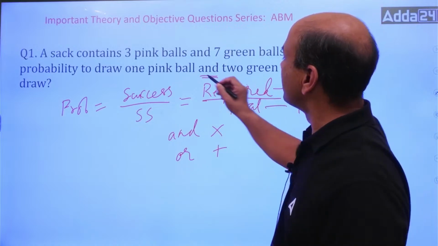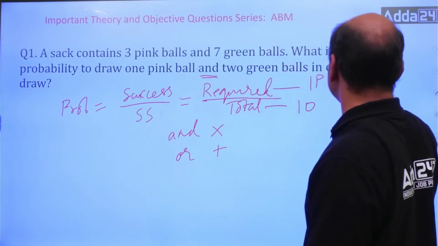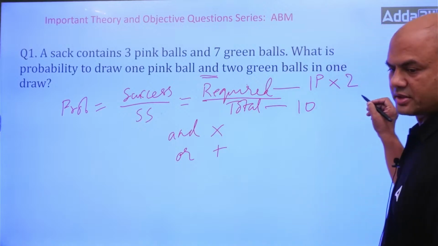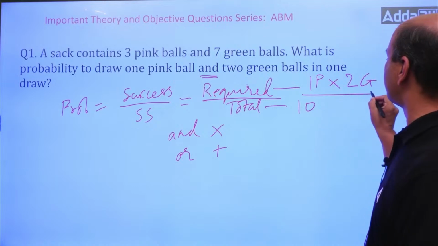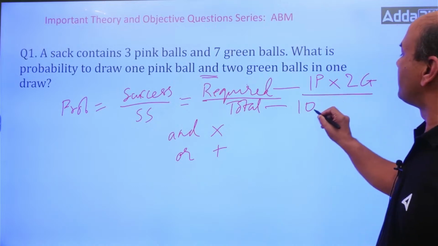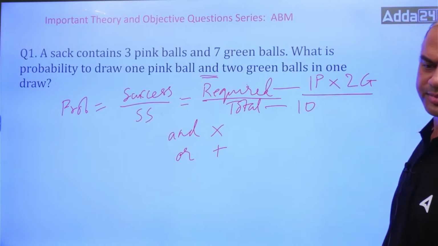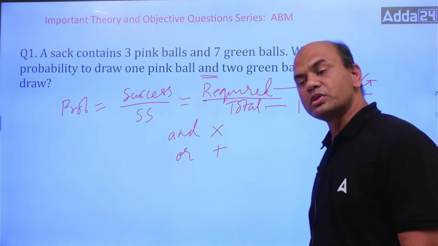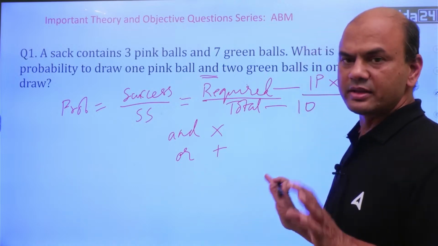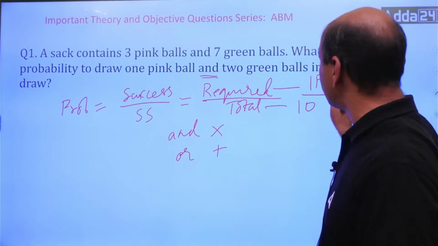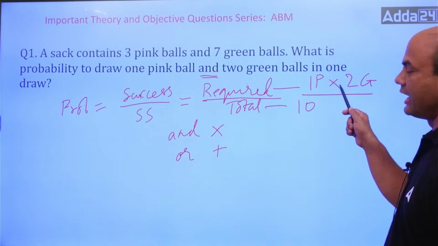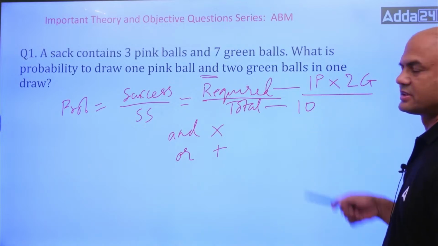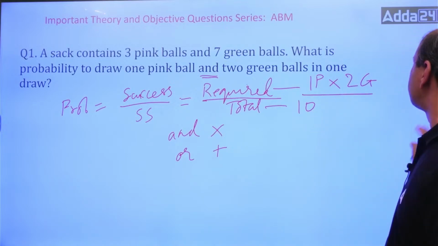So, you want 1 pink ball and 2 green balls. This is what is required: 1 pink and 2 green upon 10. Total is 10. Now how to solve this? Once you get this idea very clear, that your required is 1 pink ball and, meaning multiply, 2 green balls, and the total is 10, let's move on now.